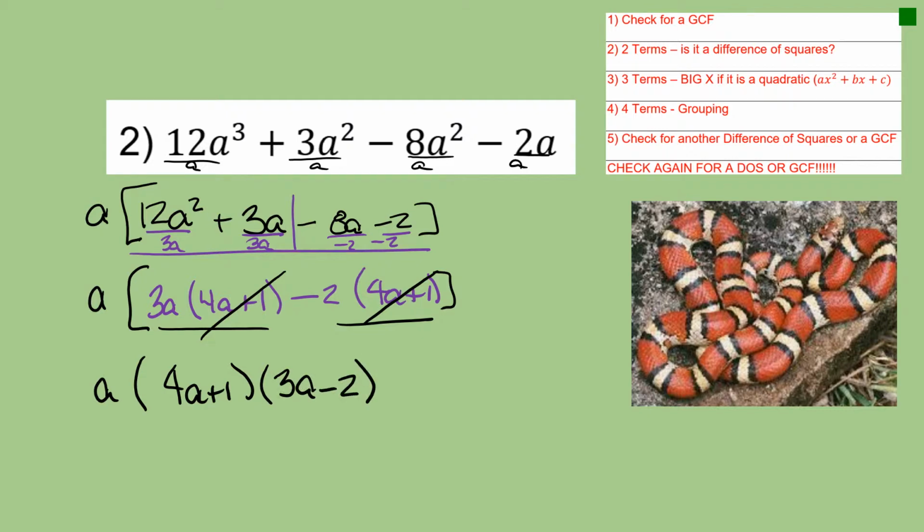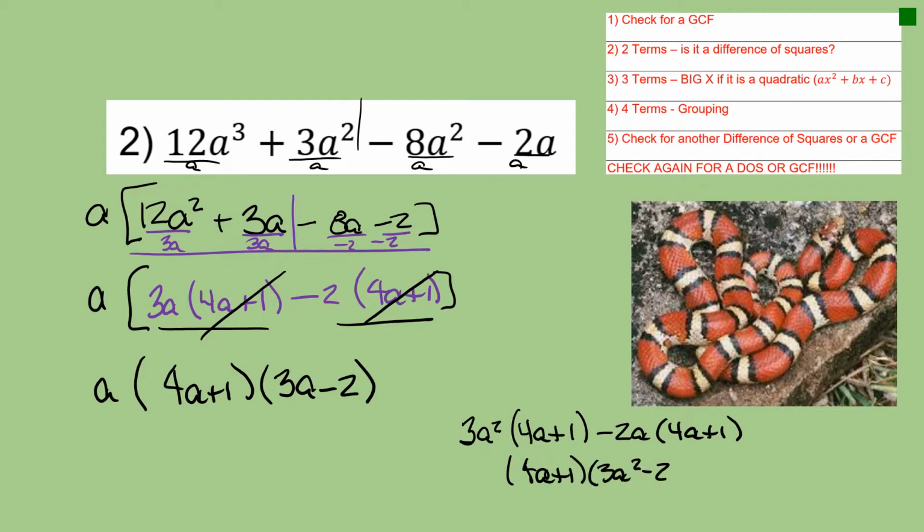Now, if you had not done the GCF at the beginning and you had gone right into grouping, you would have taken out a 3A squared and you would have had 4A plus 1. You would have taken out a negative 2A and you would have had 4A plus 1. You would have gotten 4A plus 1 times 3A squared minus 2A. And a lot of you would have just stopped there.